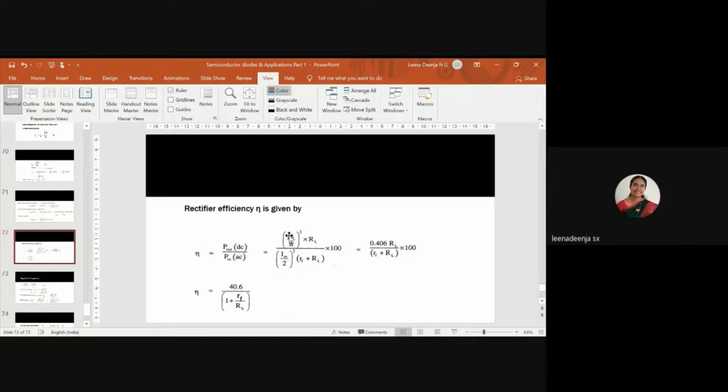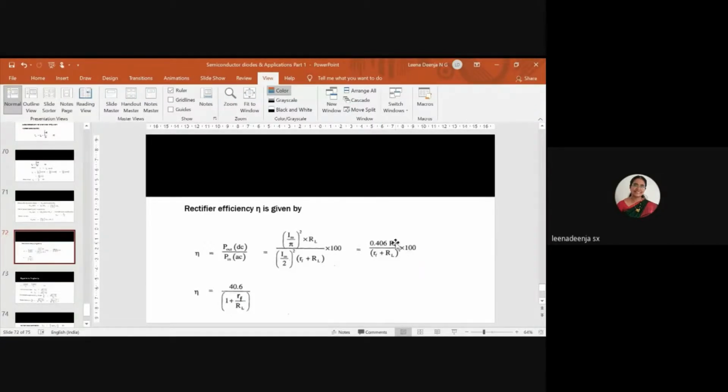Then it is equal to (Im by pi) the whole square over (Im by 2) the whole square. Im cancels. In the numerator, 2 squared is 4, so we get 4 divided by pi square. That is 0.406. Then we have RL divided by RF plus RL into 100.